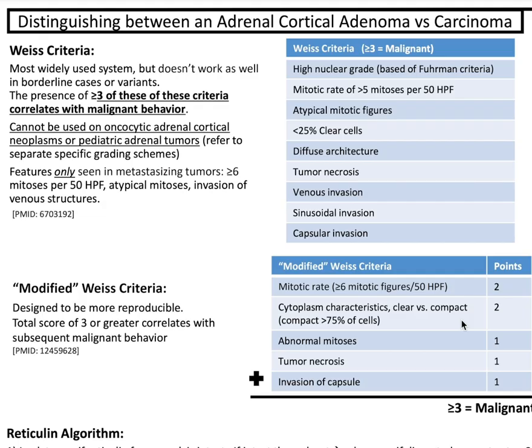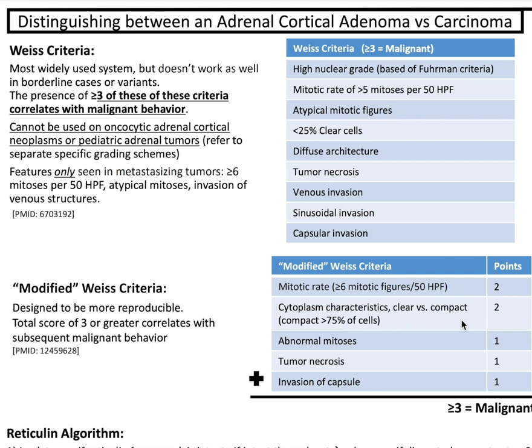Distinguishing between an adrenocortical adenoma versus carcinoma, we can use the Weiss criteria. It's the most widely used system, but doesn't work as well in borderline cases or variants. The presence of greater than or equal to 3 of these criteria correlates with malignant behavior, and it cannot be used on oncocytic adrenocortical neoplasms or pediatric adrenal tumors, which have separate specific grading schemes.